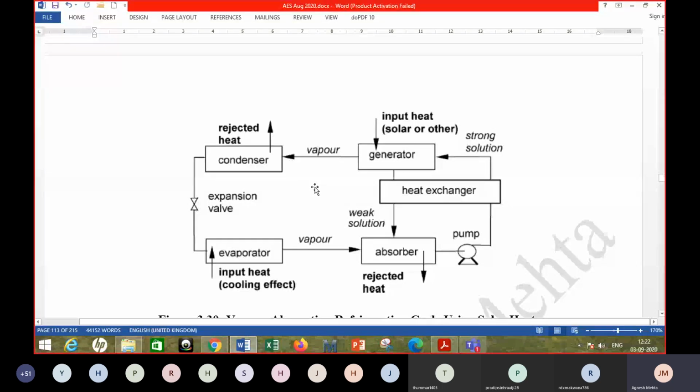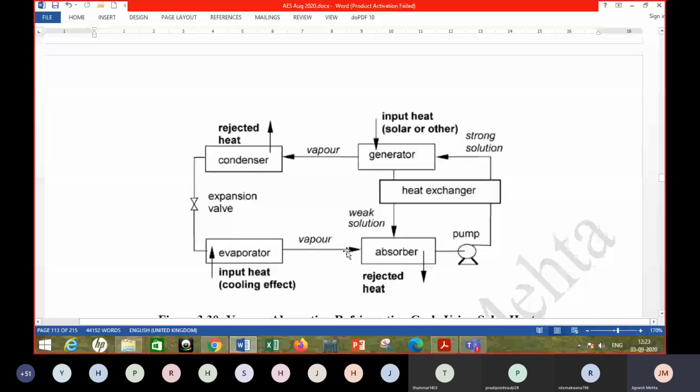So ammonia is the refrigerant, and ammonia vapor from the evaporator is coming here, and water or weak solution. Weak solution means refrigerant concentration is less, so it has affinity for ammonia, and ammonia vapor is absorbed here, right?